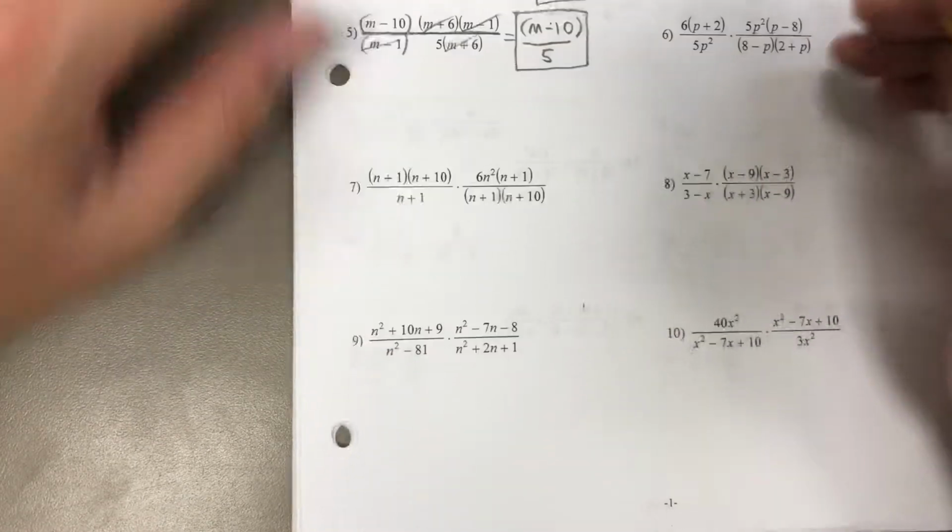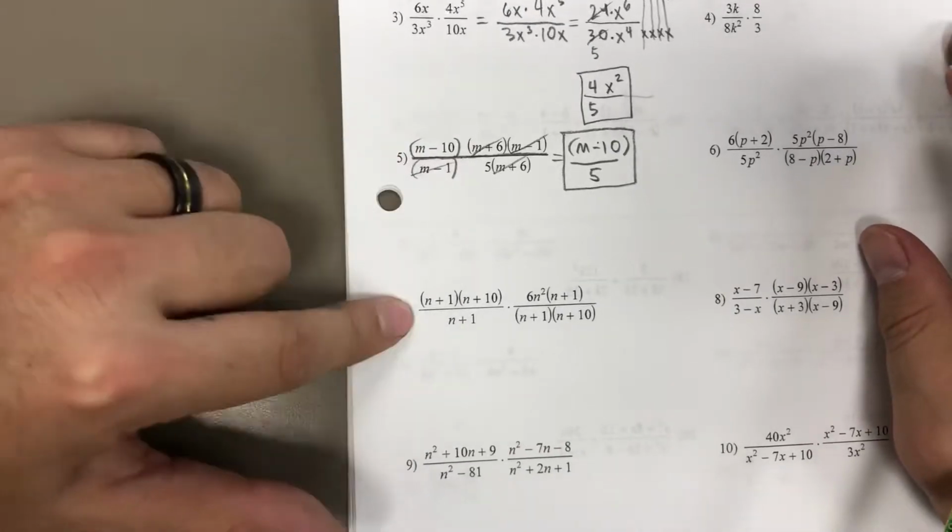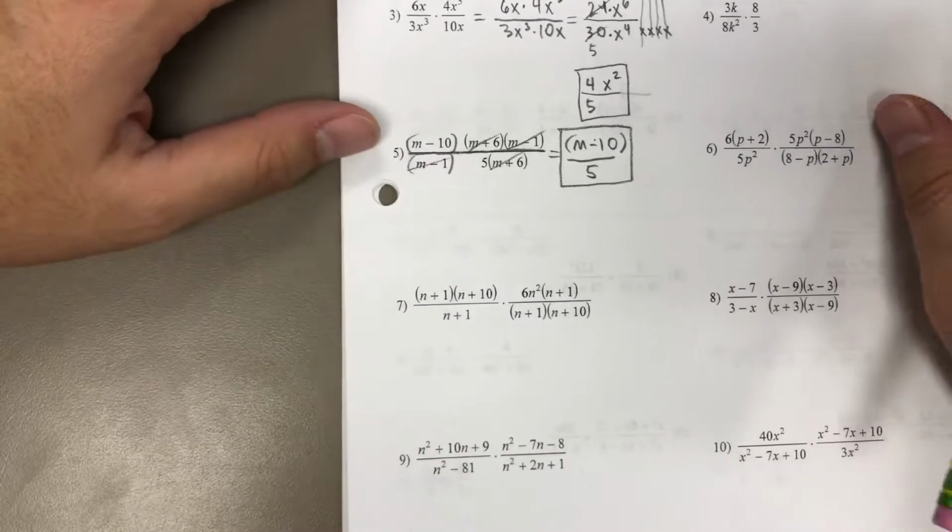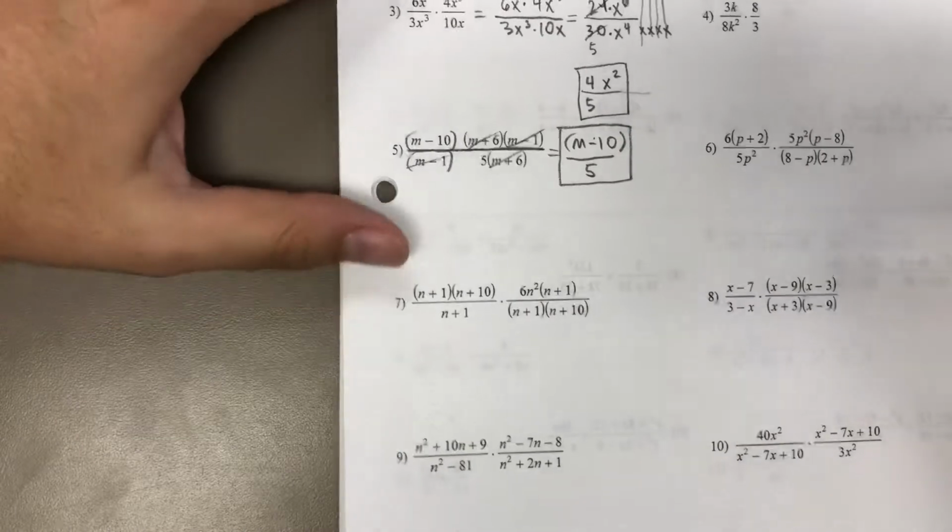For the next, I think like number 9 and some of the other ones, we're going to have to factor to get to this point to cancel things out. So enjoy what we're going to see in number 5 and number 7, because 9 and 11 are going to be a little bit more of a challenge because we have to factor first.